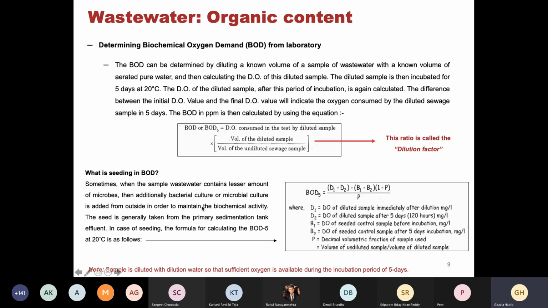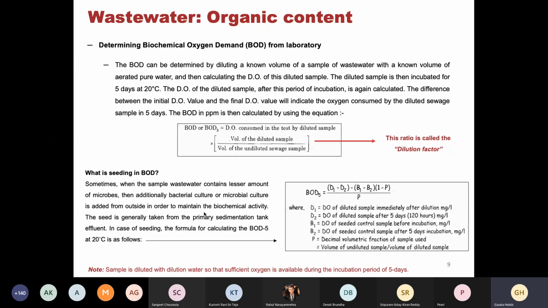Sometimes we have to use seeding in the BOD test. What is seeding? In order to increase the rate of organic matter degradation by bacteria, we need to add some bacteria.